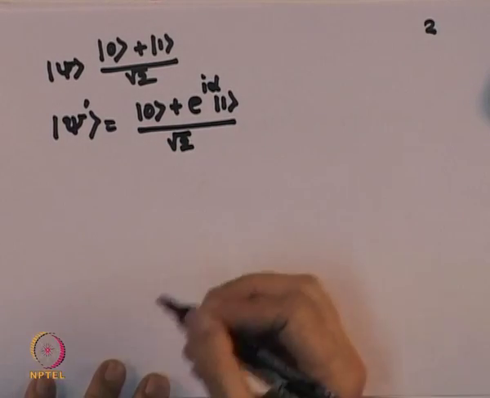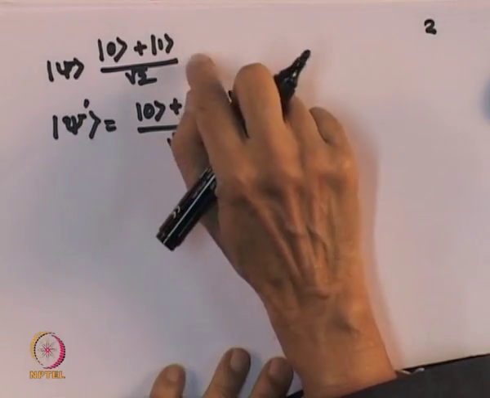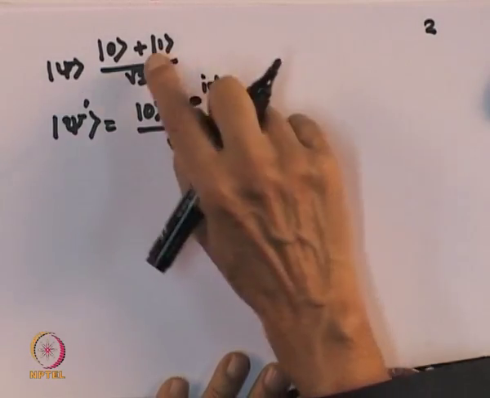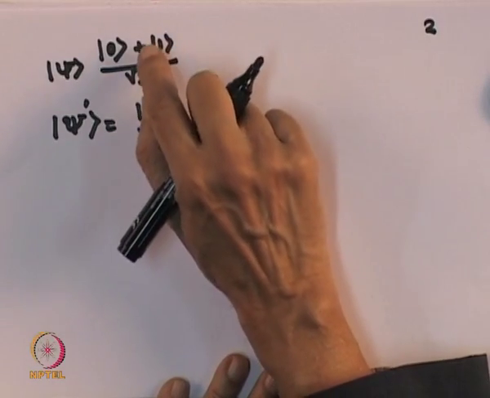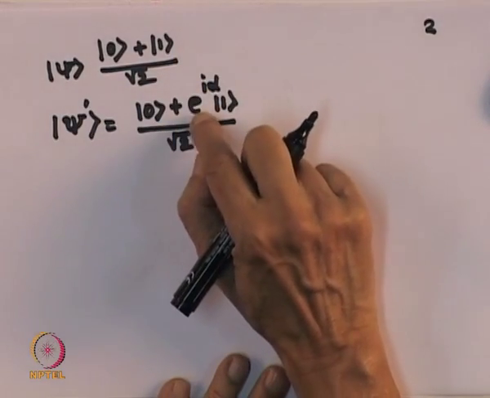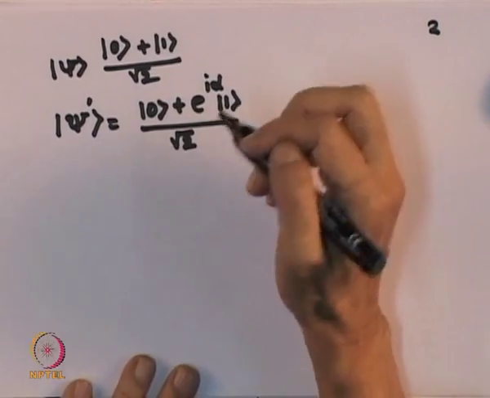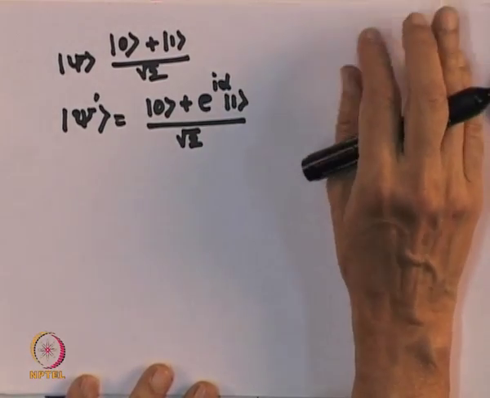Now, what happens if we make a measurement now? If you are making the measurement of the z component, let us suppose that these represent the up and the down states of a spin, the 0 and 1. If you are making a measurement of the z component of the spin, the distribution of the eigenvalues, which are plus or minus 1, remains exactly the same. Here also the probability of getting a 0 is 1 by 2 and 1 is 1 by 2, and here it is also the same in spite of this e to the power i alpha that we have got.